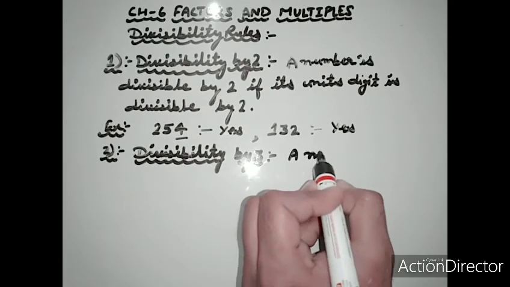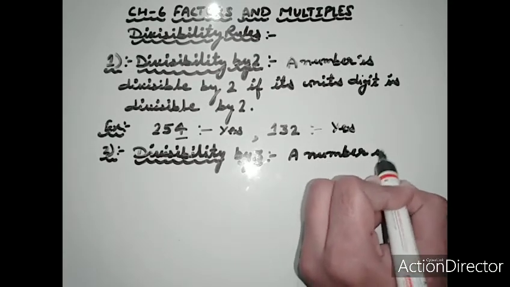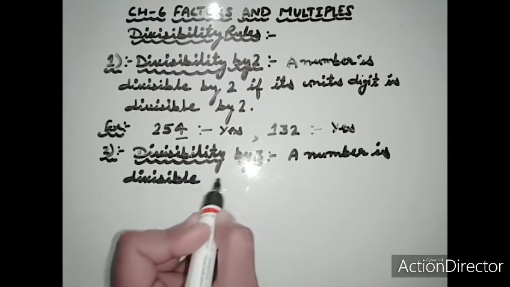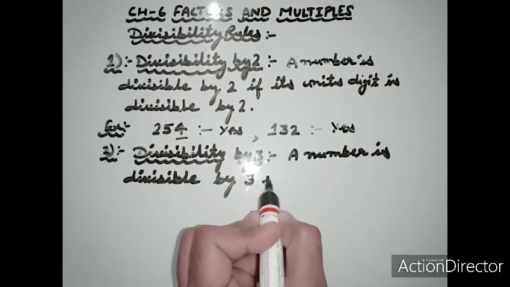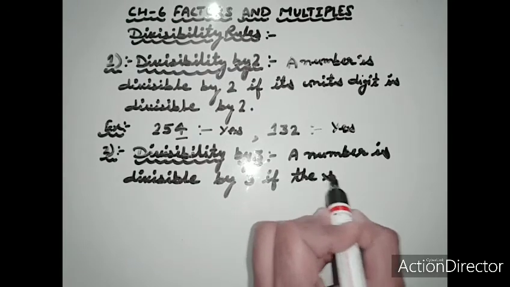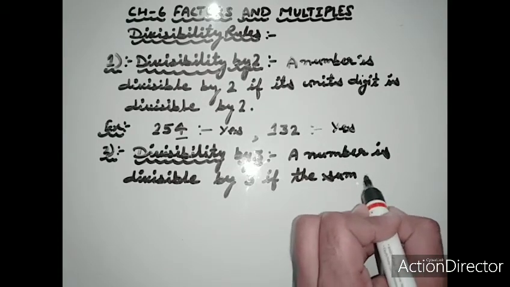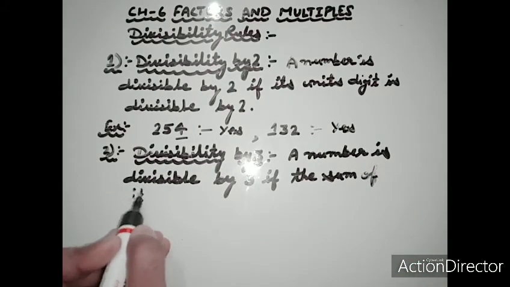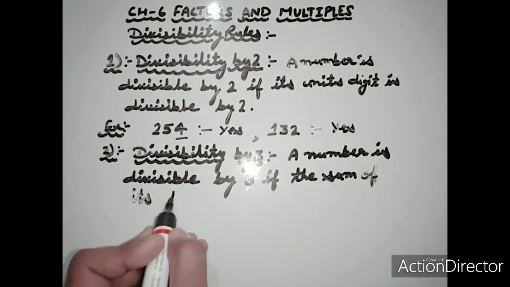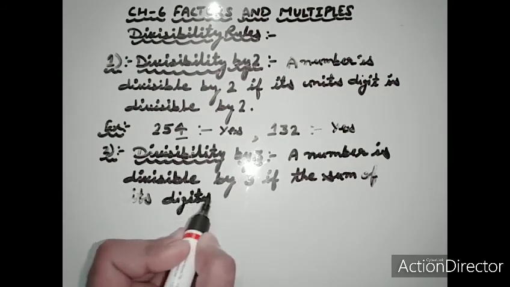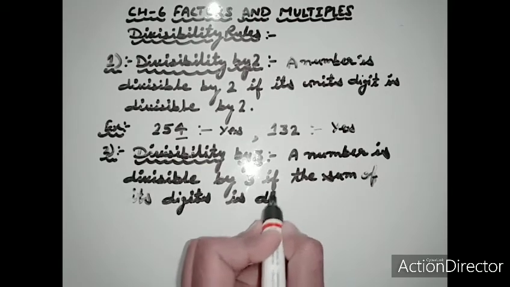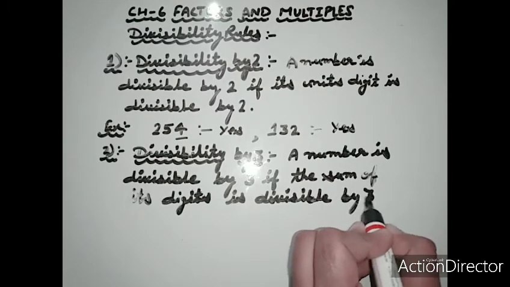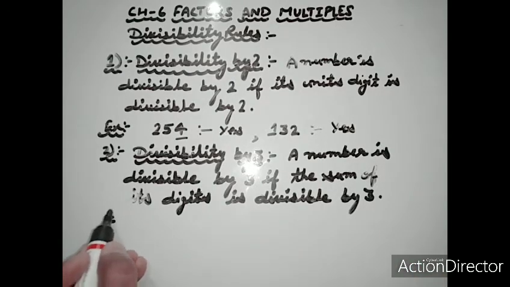A number is divisible by 3 if the sum of its digits is divisible by 3, right?